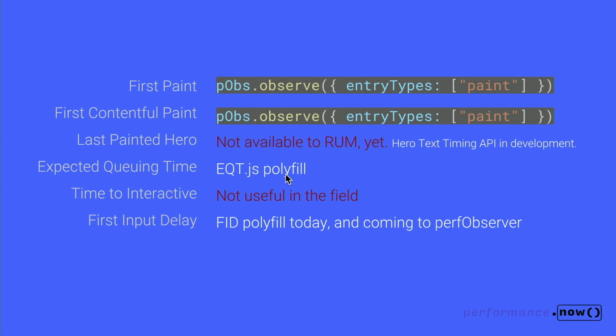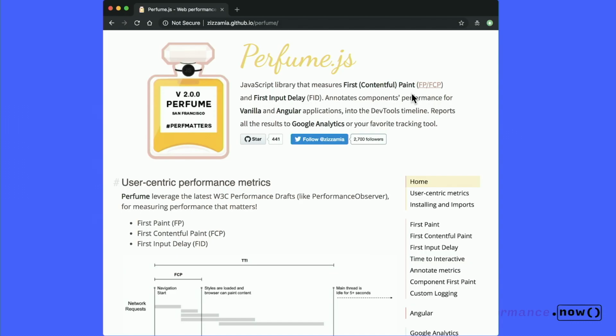There is a polyfill for estimating queuing time, and also a nice polyfill for first input delay that I recommend you check out. First input delay is also getting first-class treatment soon, shipping into the performance observer with its own entry type. That's cool. Another nice project on GitHub is called Perfume.js, just a JavaScript implementation of a number of these metrics that you can check out.